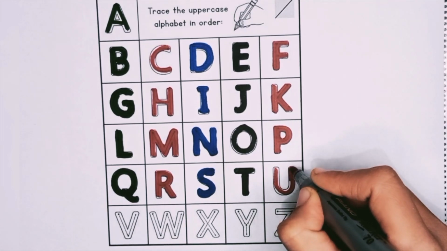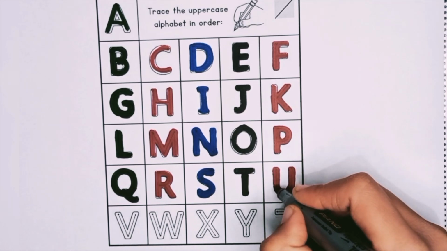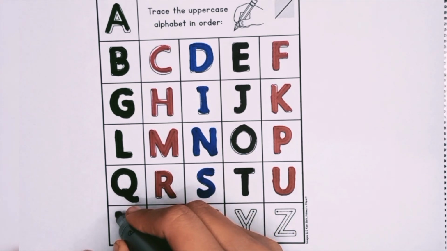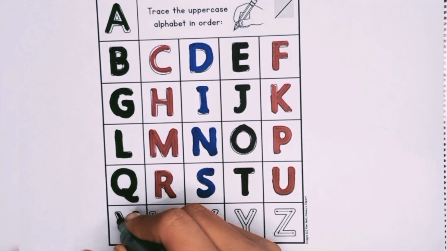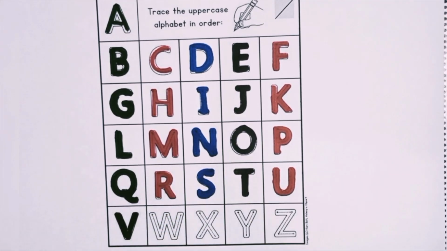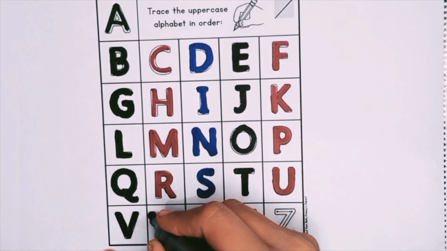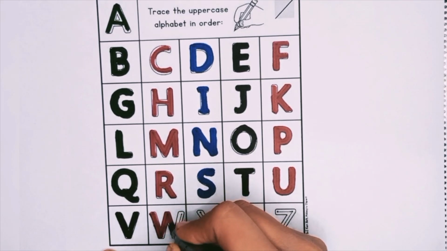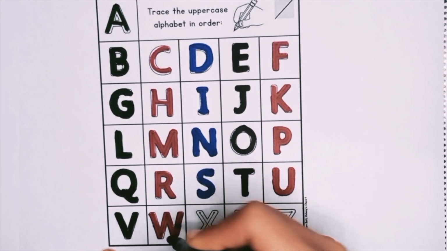umbrella, U. बच्चों हम कैपिटल ABC कर रहे हैं। V for van, V. W for window, W for window, W.